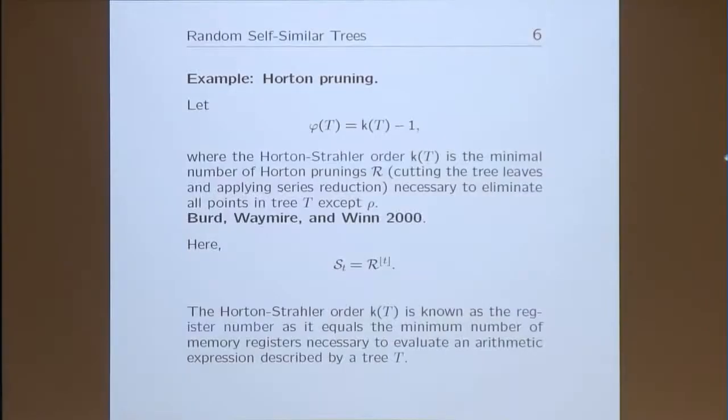Now, of the papers on the topic, the first theoretical paper of interest here is that of Burd, Waymire, and Winn, where they consider again critical Galton-Watson and show some type of invariances called Tokunaga or Horton self-similarities.